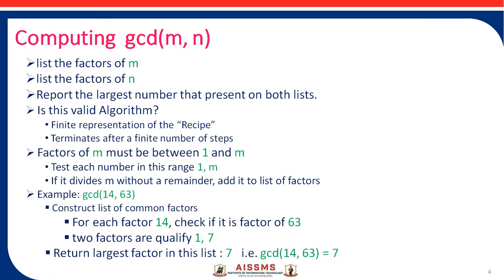GCD of 14 and 63 we want to calculate. So here first we have to construct the lists of factors of 14 as well as factors of 63. After calculating the factors, we have to check what are the common factors. So in this case, 1 and 7 qualify. These are the common factors, and among these common factors, 7 is the largest one. So 7 is called the GCD of 14 and 63.